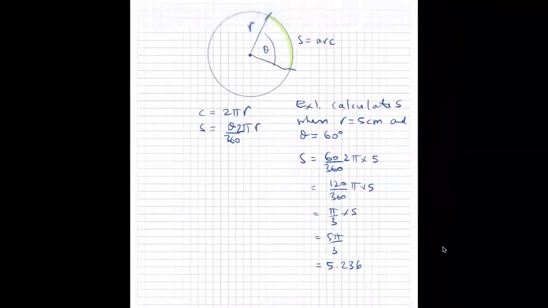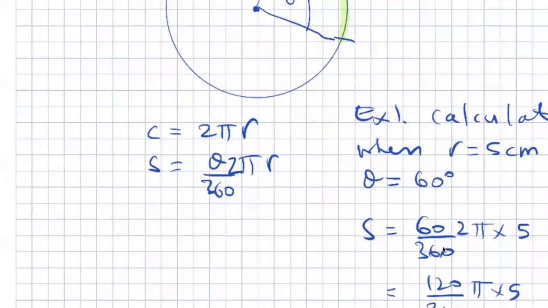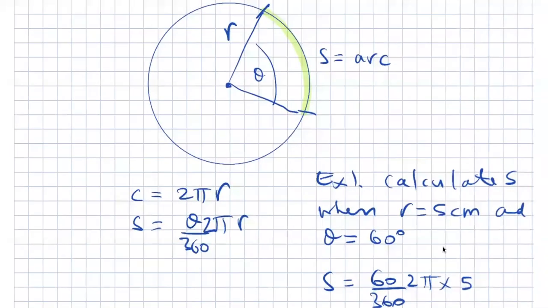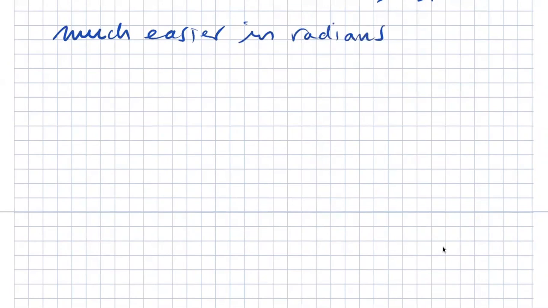Now, all of this is how to calculate the arc length using degrees. And fortunately, the whole thing becomes a lot easier when we work in radians. So note that down. Much easier in radians. And there are some things that we just can't do in trigonometry without radians, but this is certainly one where it's a lot easier. So let's have a look. We're going to do the same thing.